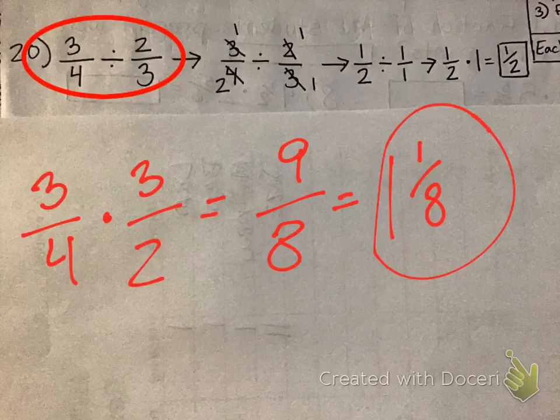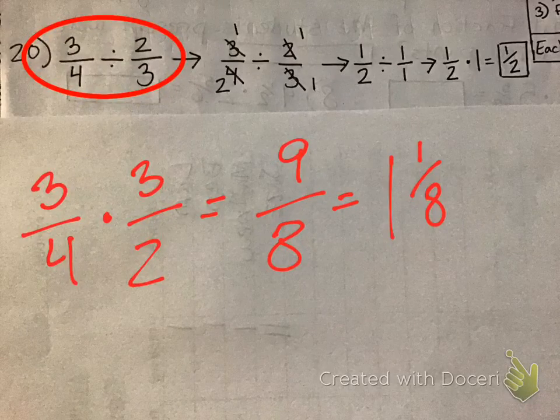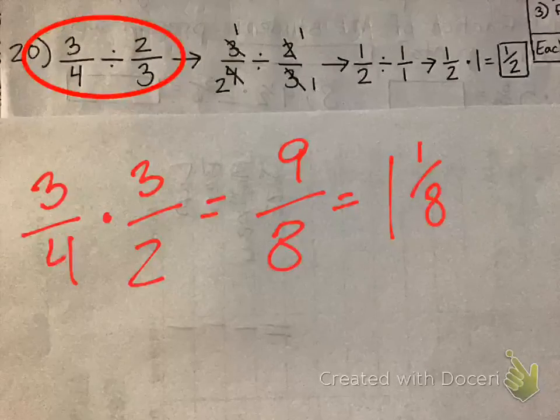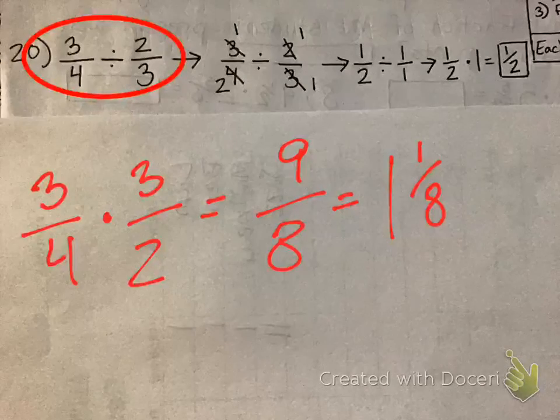1 1/8. Excellent. What was the mistake I made in this problem, Ani? What's the main mistake, Izzy? I did forget to flip. And you forgot to change. What else did I do, Olivia? Exactly. I cross-canceled. I can't cross-cancel unless it's multiplication. That was the mistake that I made initially.